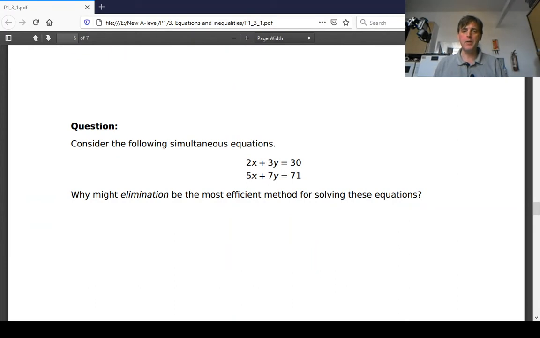Okay, what about this one then? Now, this one, I think actually the elimination method would be the one I would go for here. So have a look at the nature of what we've got on the screen there. Pause the video and have a think about why substitution might not be as efficient as elimination this time round.